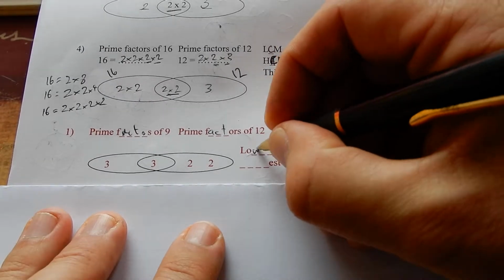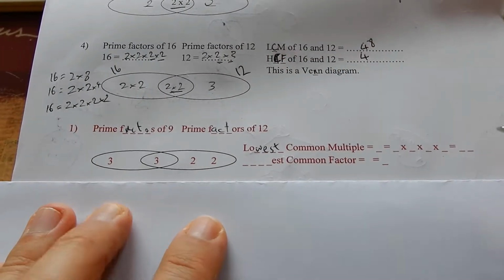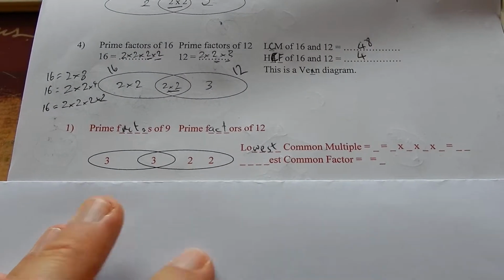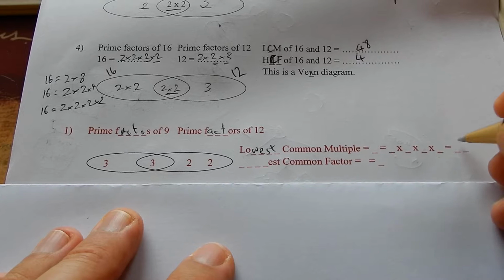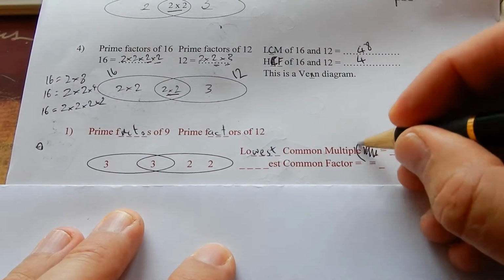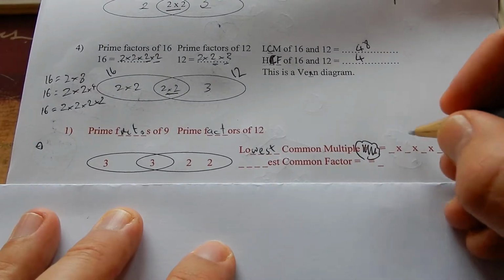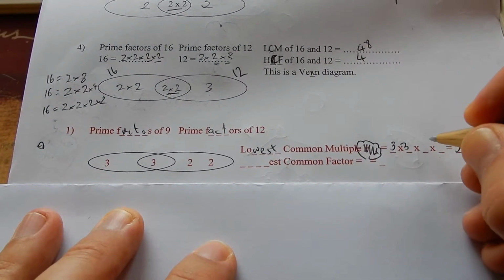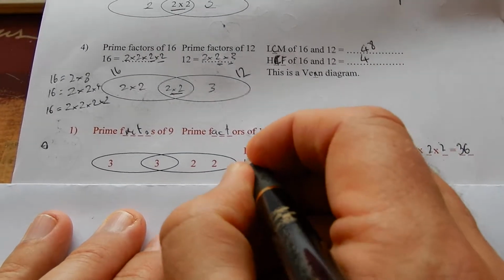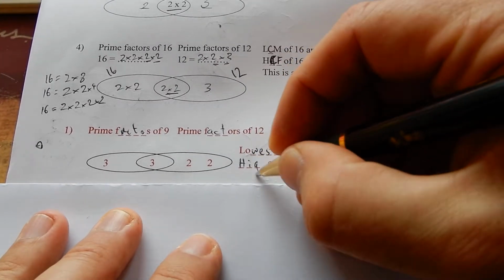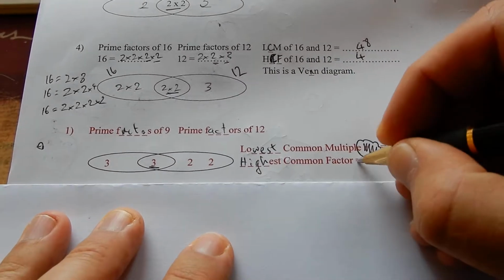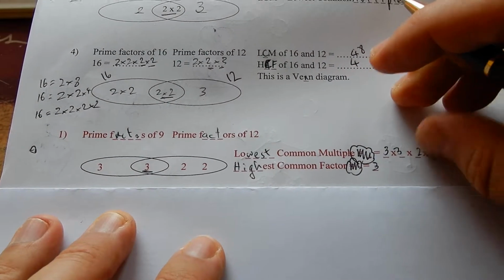Cool. The lowest common multiple is common multiple. So it's that lot times 3. 12 times 3, 36. It's 3 times 3 times 2 times 2, which equals 36. The highest common factor, what do they have in common? Oh, 3.